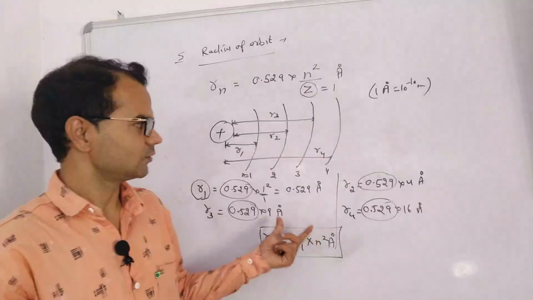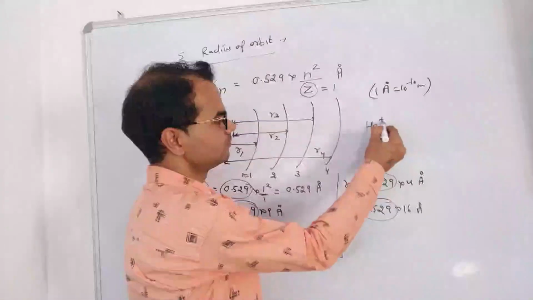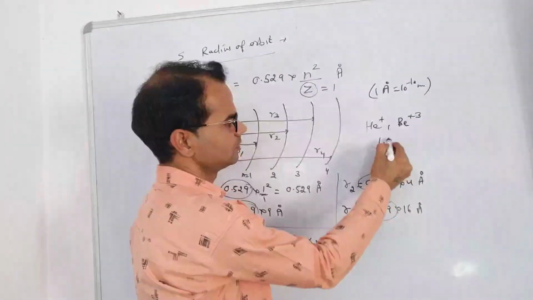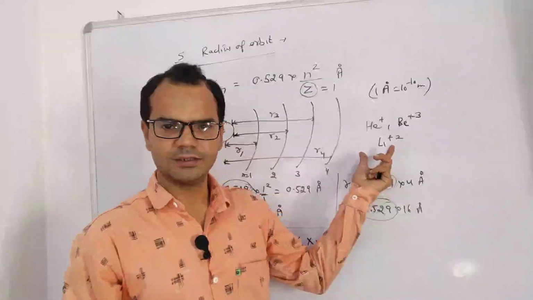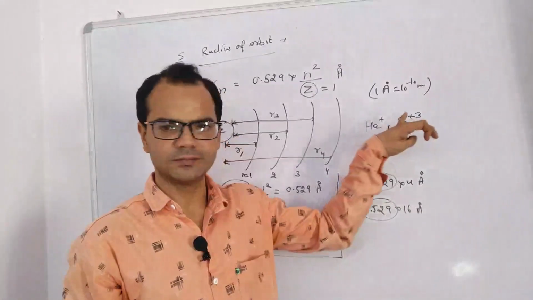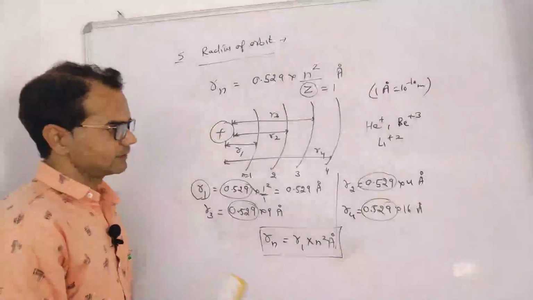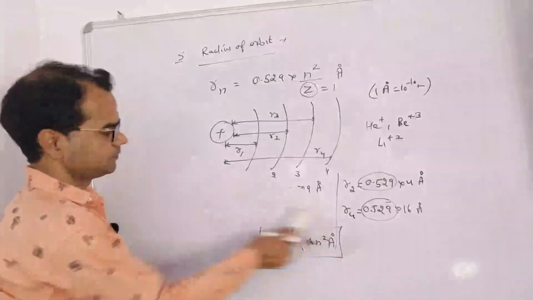Clear? So simply we can solve for helium, lithium and beryllium. We know the atomic numbers: helium 2, lithium 3, beryllium 4. Easy. Next are some tricks for numericals.